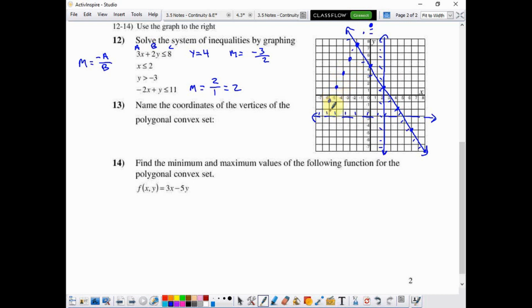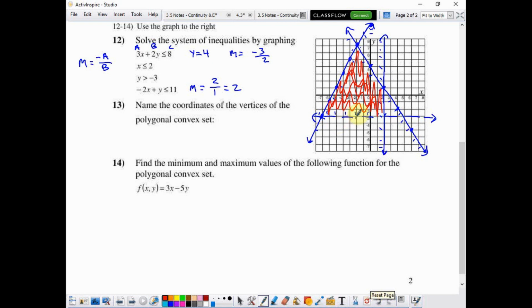Keep a nice consistent slope. And this is less than or equal to, so it will be a solid line. And when I plug in the origin, I get 0 plus 0 is less than or equal to 11. And that is true, so this one wants me to shade toward the origin as well. And we can see that what's been shaded all 4 times is this region. So that's my solution by graphing.